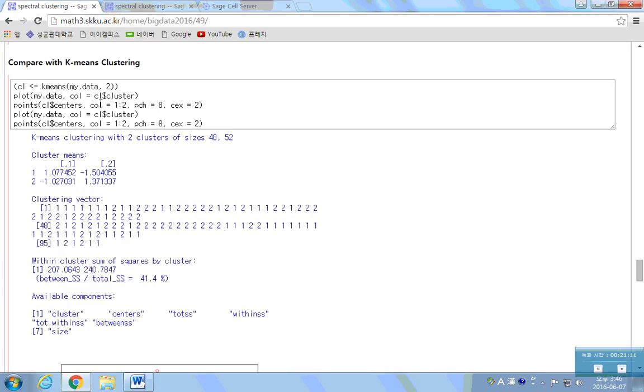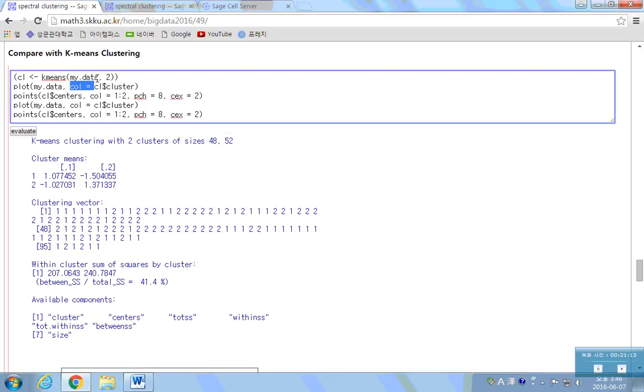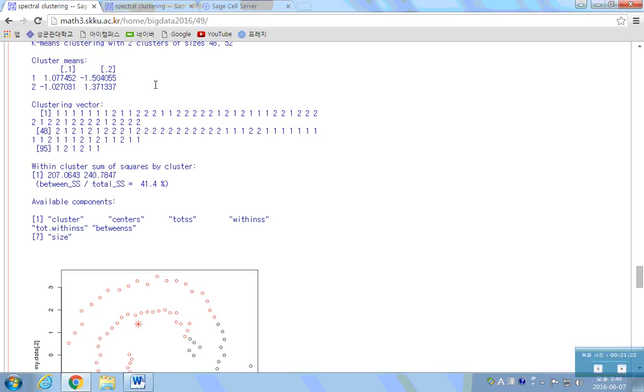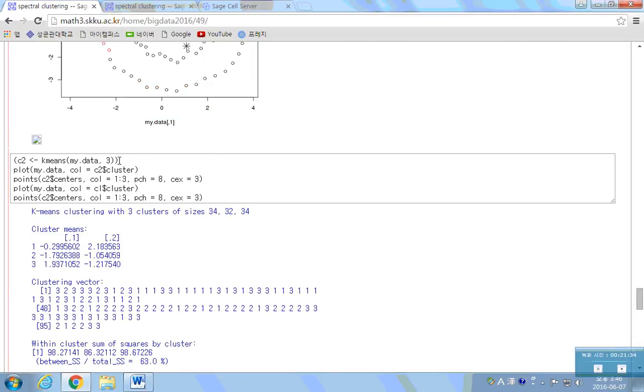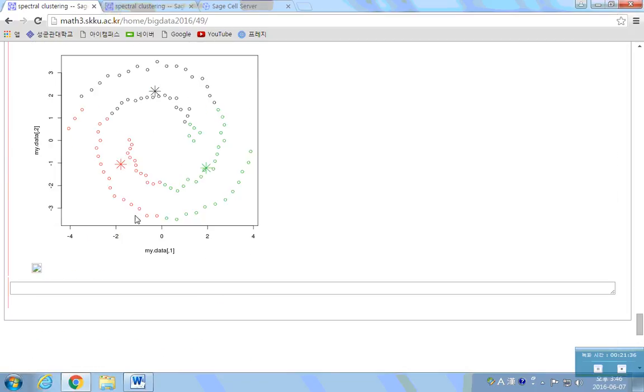So for the given data, we give k-means k equal to 2, separating into 2 parts. Then we got this graph. Actually it's not a suitable clustering. And if we give 3, also like this, it's also not a suitable clustering.